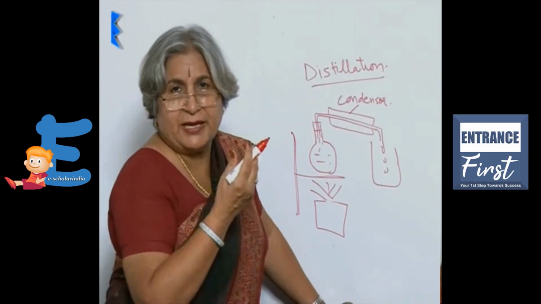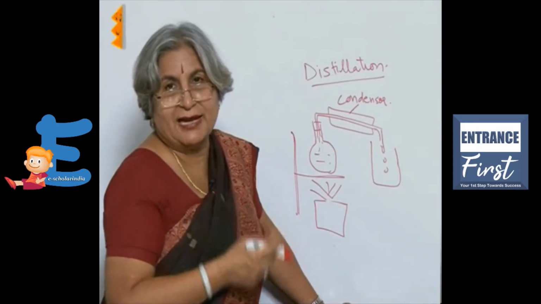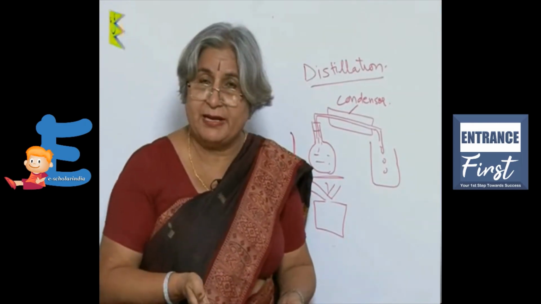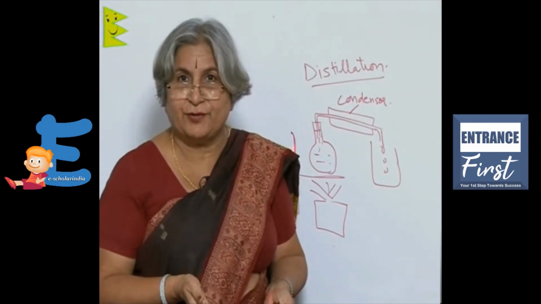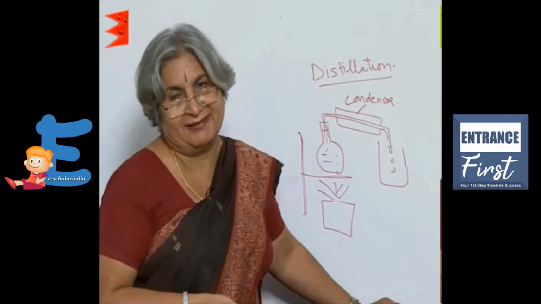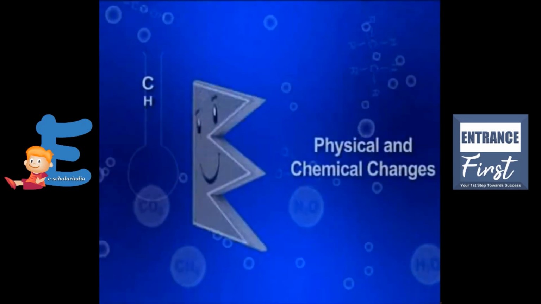Now actually speaking, rain is a natural method of distillation. That is why rainwater is considered the purest form. But human beings have not even left that pure. These days what we get is not rain but acid rain, because all the acidic oxides are getting mixed in.